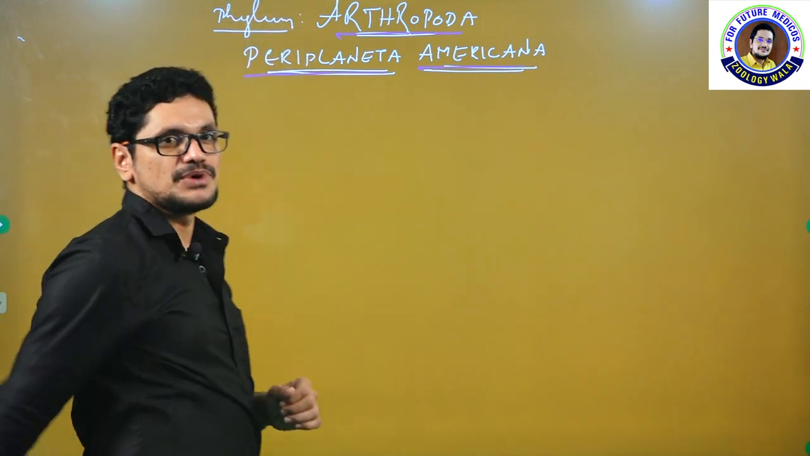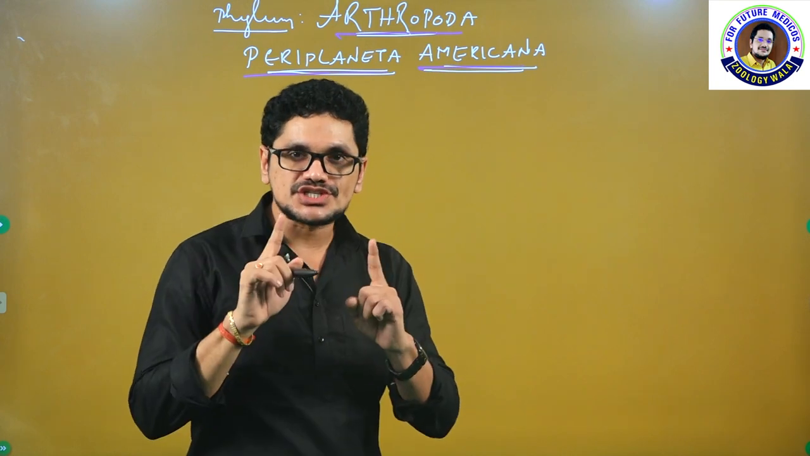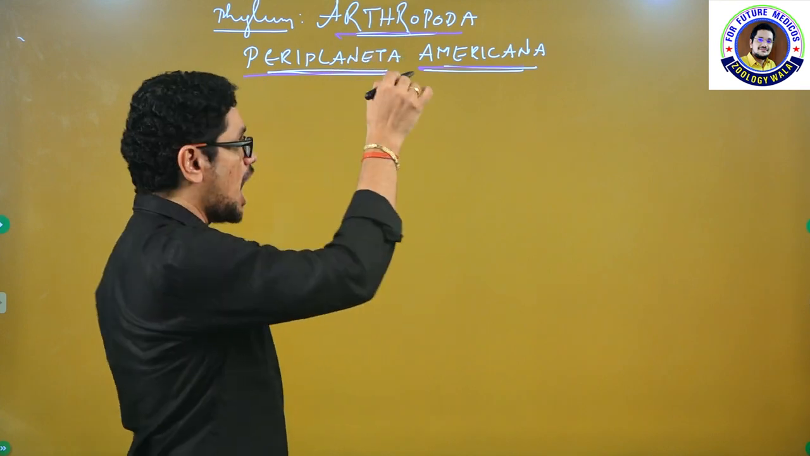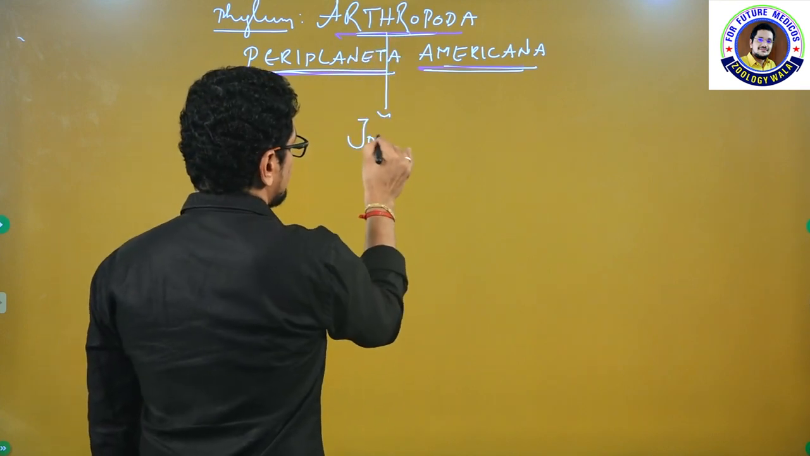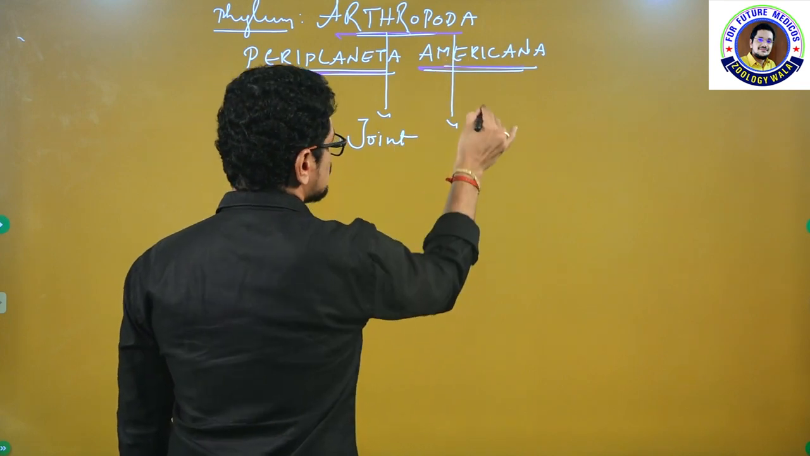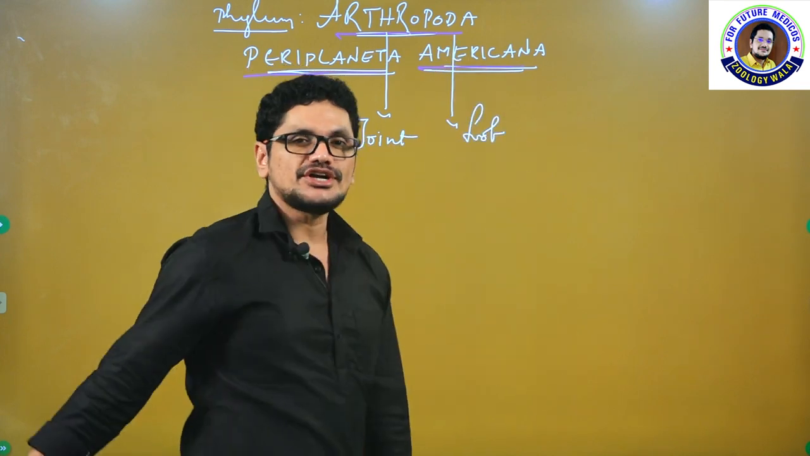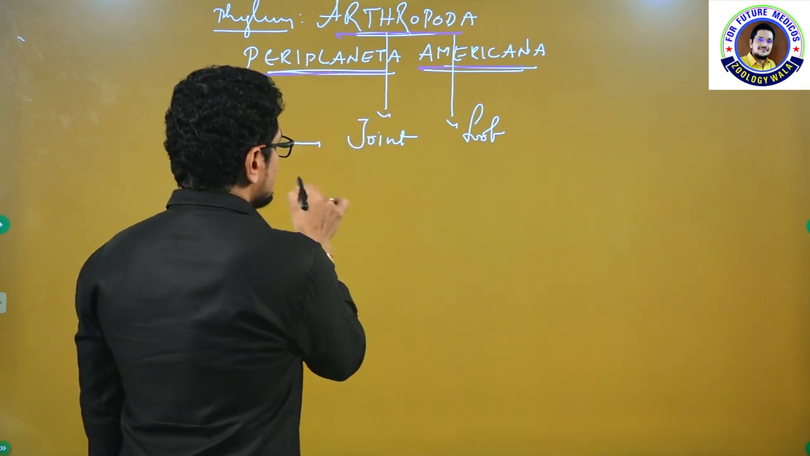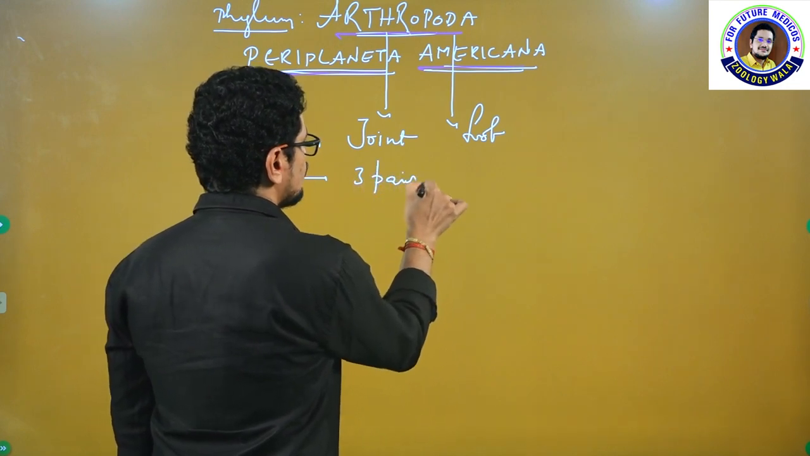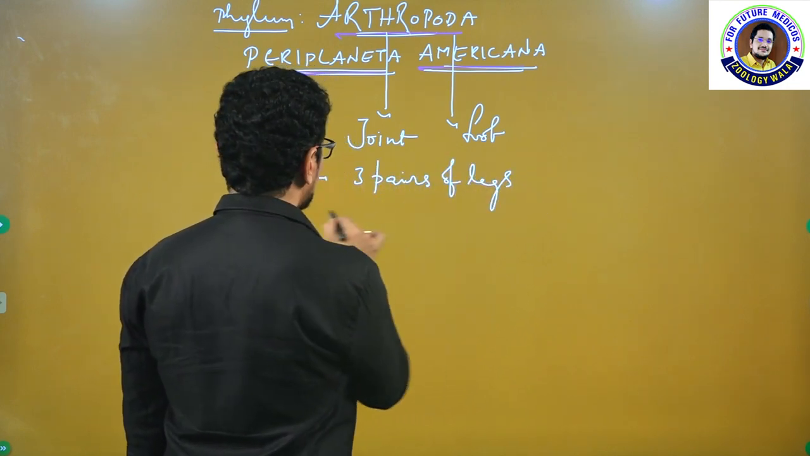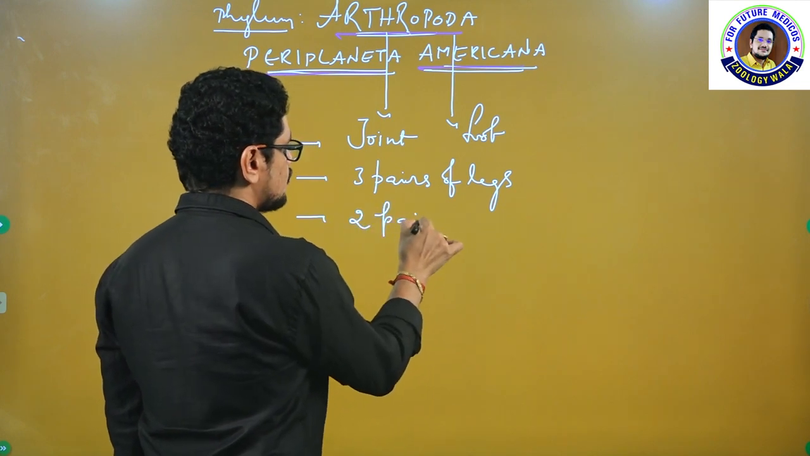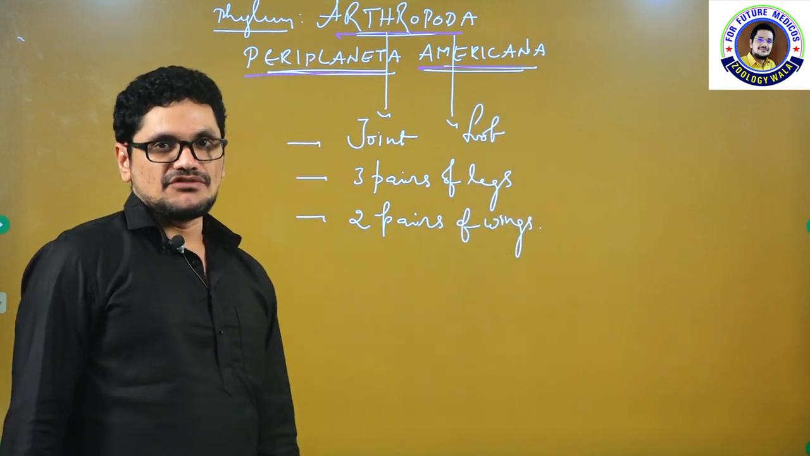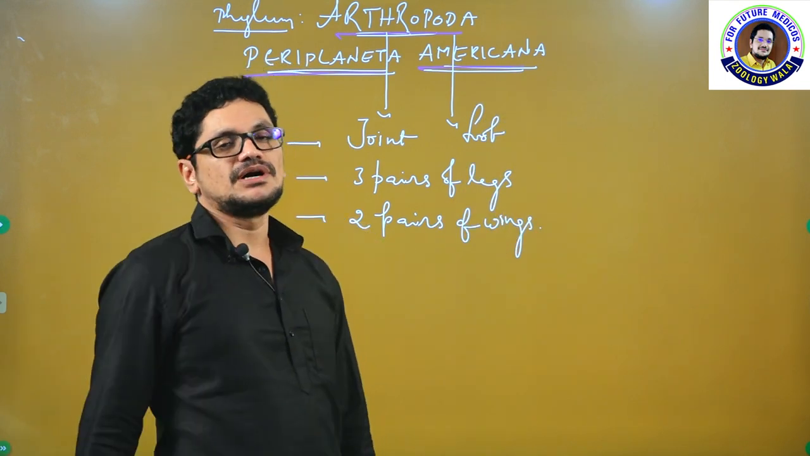phylum Arthropoda. You know, phylum Arthropoda is the largest phylum in the animal kingdom. Arthro, A-R-T-H-R-O, means a joint. Pod means foot, jointed foot. So, arthropods are the animals which have jointed feet. Here, three pairs of legs and two pairs of wings. This is a very important feature of Insecta.